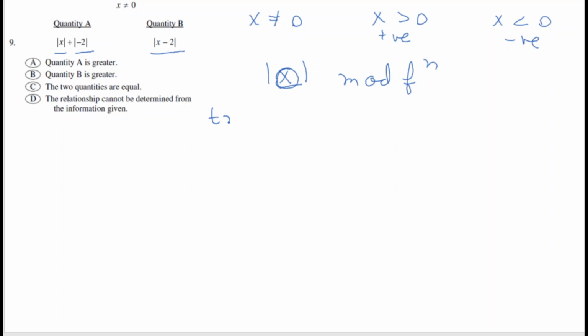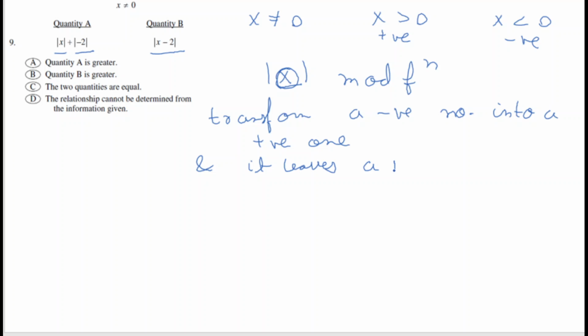Essentially, the mod function transforms a negative number into a positive one, and it leaves a positive number as it is. What I mean by that is, suppose I have a negative number minus 2 and I take the mod function on this number. So mod of minus 2 will return me a positive number. So it will essentially convert minus 2 to 2.